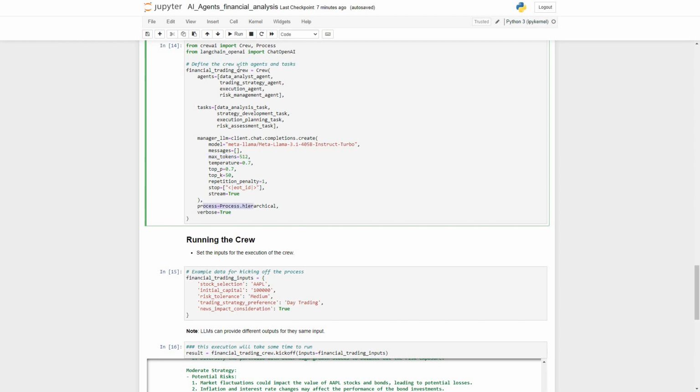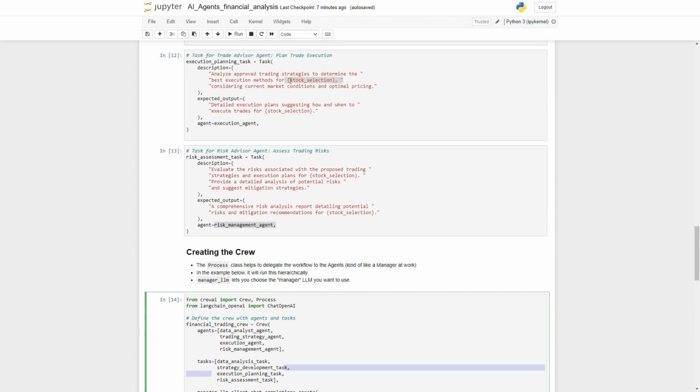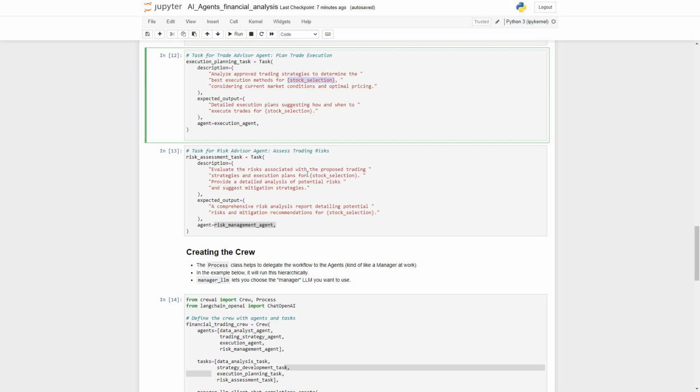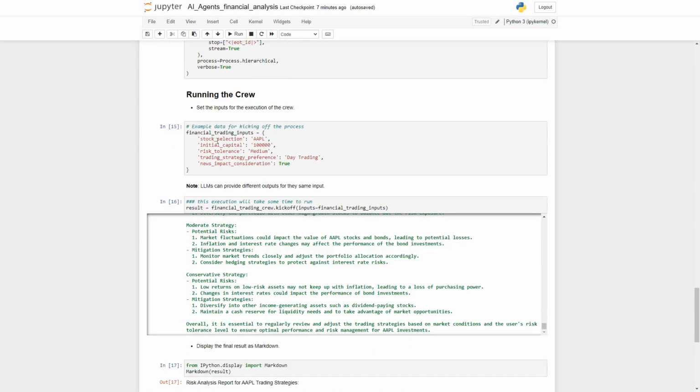So basically we are first going to run the data analysis task, then the strategy development task, then the execution planning task, and the risk assessment task. And once that is done, we are going to get the output. So here, if you looked into our agents, there is a stock selection that we require as input. So while running this, we are going to take the input.